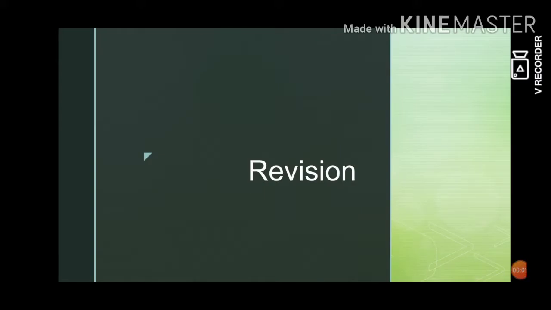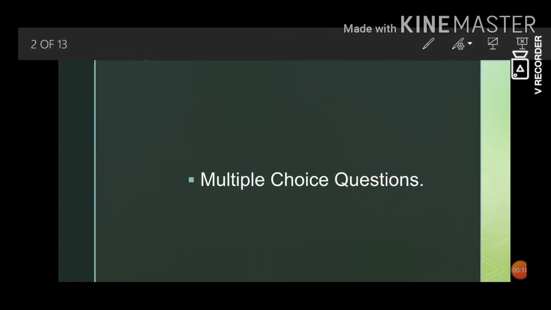Good morning, students. Today we are going to revise the first 4 chapters of our syllabus for the midterm, that is real numbers, polynomial, coordinate geometry and linear equation in 2 variables. So today the discussion is on multiple choice question. There will be 10 questions and their solution is provided.